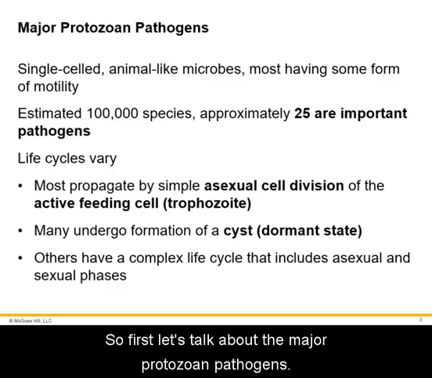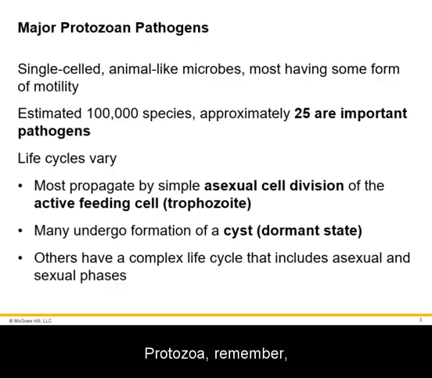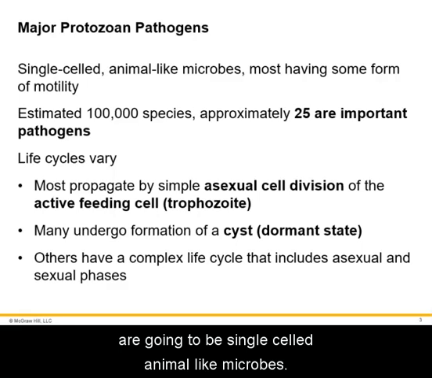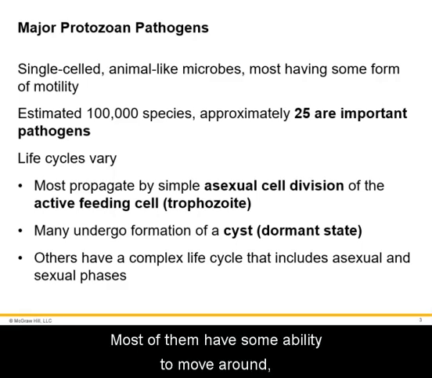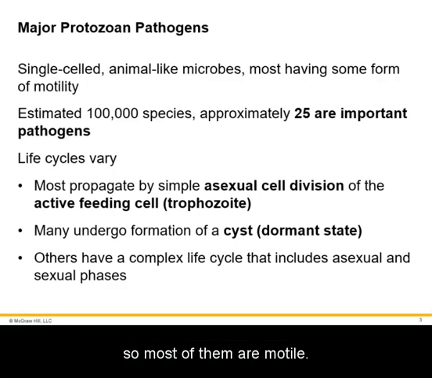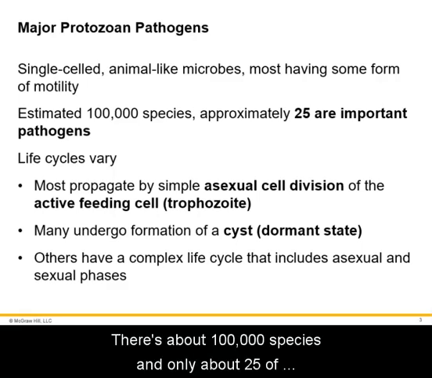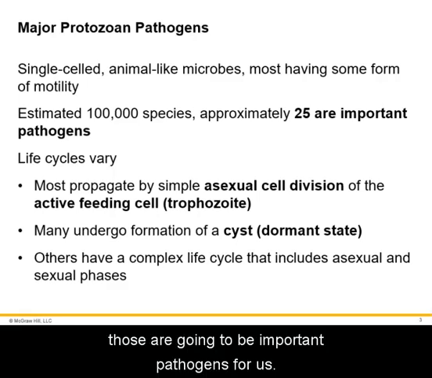So first, let's talk about the major protozoan pathogens. Protozoa, remember, are going to be single-celled animal-like microbes. Most of them have some ability to move around, so most of them are motile. There's about 100,000 species, and only about 25 of those are going to be important pathogens for us.